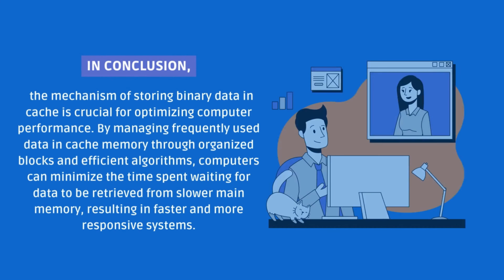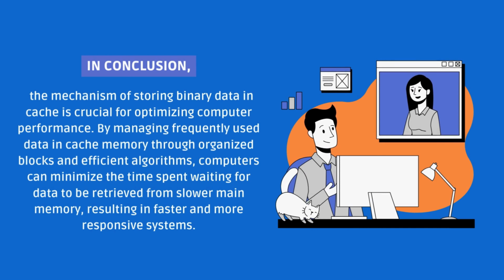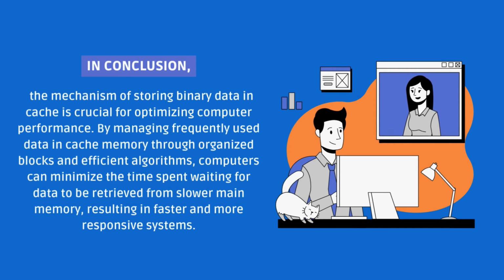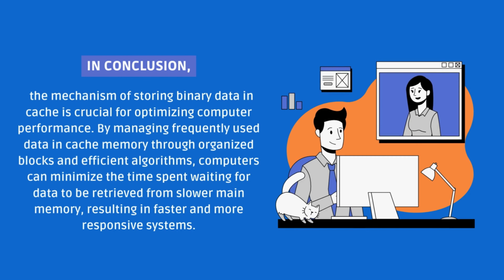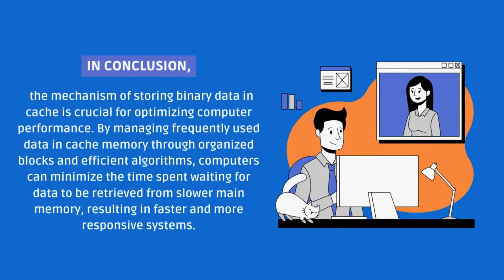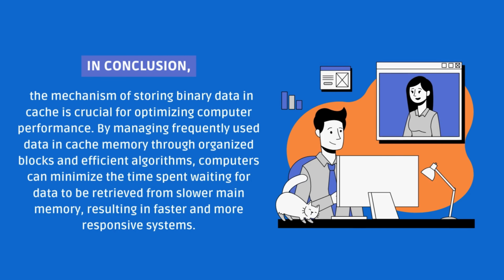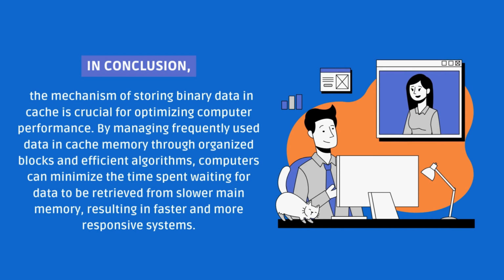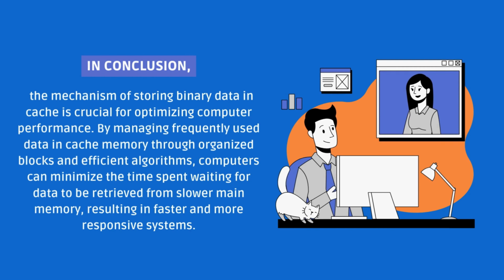In conclusion, the mechanism of storing binary data in cache is crucial for optimizing computer performance. By managing frequently used data in cache memory through organized blocks and efficient algorithms, computers can minimize the time spent waiting for data to be retrieved from slower main memory, resulting in faster and more responsive systems.